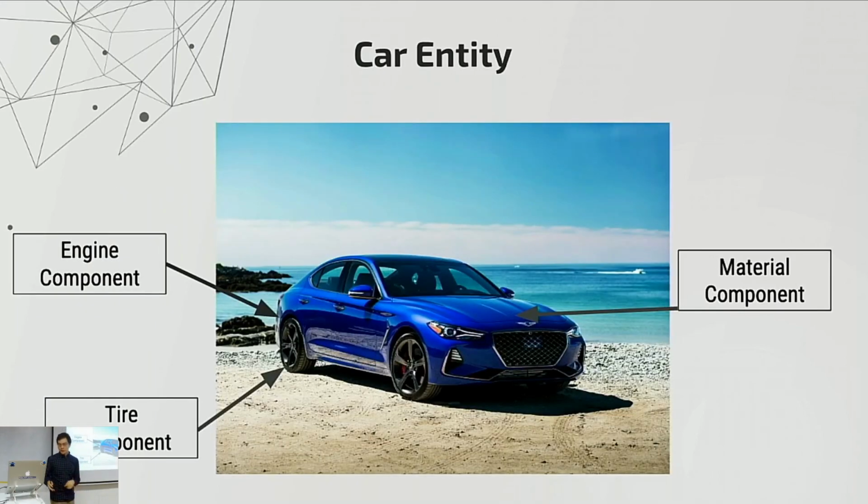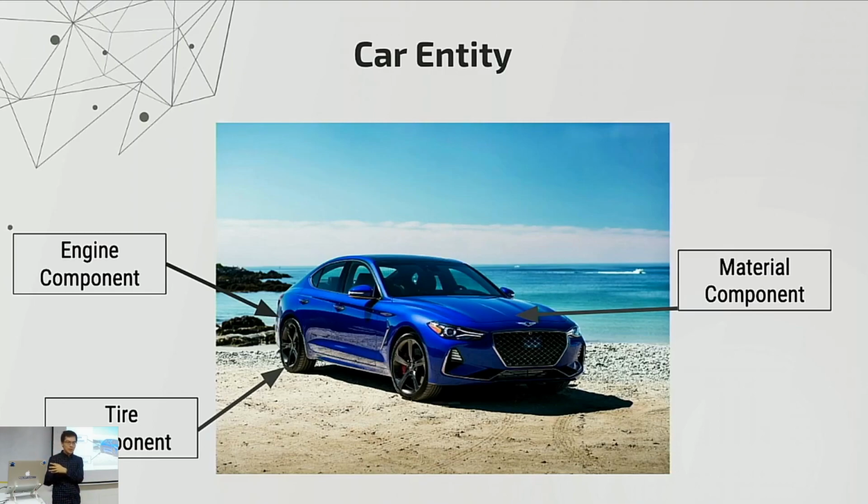So for example, here's a basic structure of the entity component system. Here we have a car entity, and it could be divided into 3 components. The material component, which could have properties like color. The engine component, which could have properties like horsepower, and then a tire component. If you remove the tire component, it could become like a boat. And if you add like a wing component, it could become a plane.